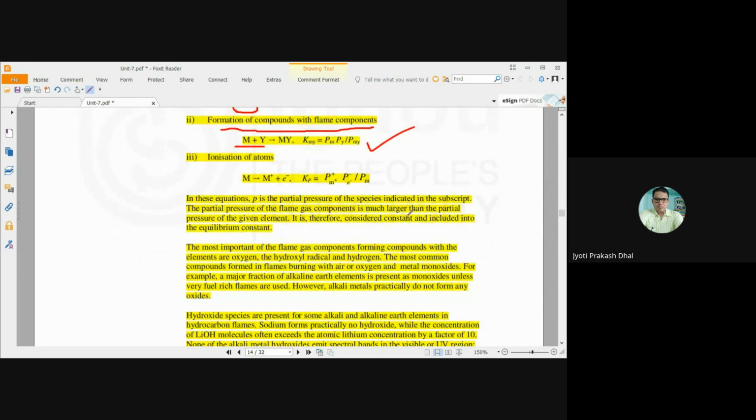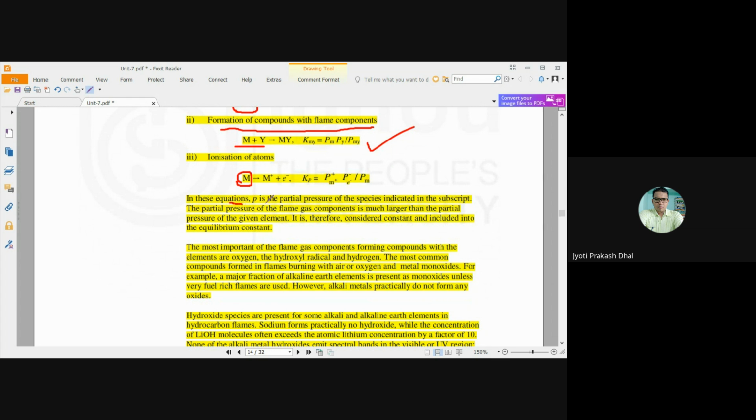And after that, ionization of atom will take place. The isolated gaseous atom, or individual gaseous atom M, will undergo ionization by excitation of an electron from the ground state to the excited state by absorbing energy from the flame, and that will be converted into M plus and e minus.